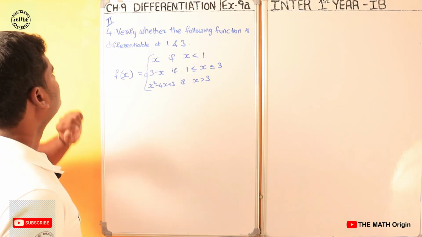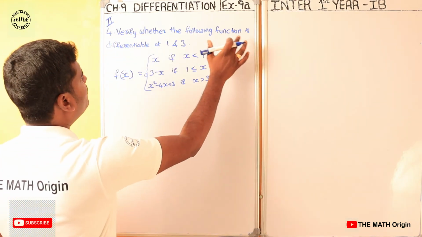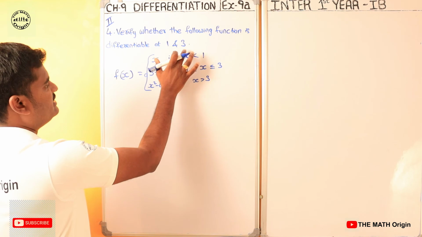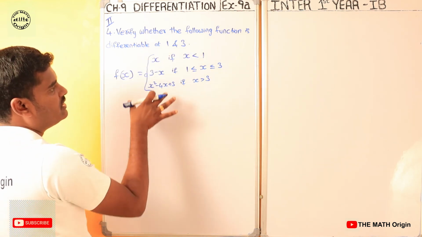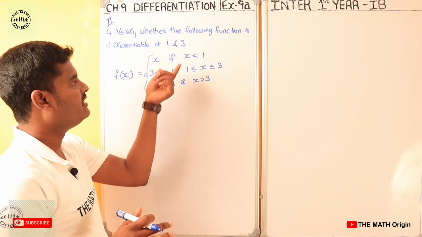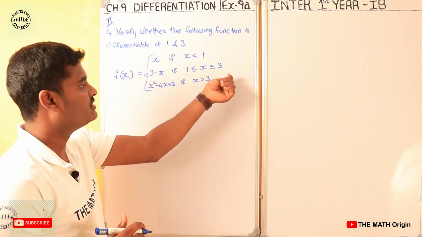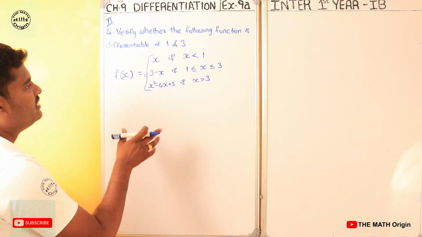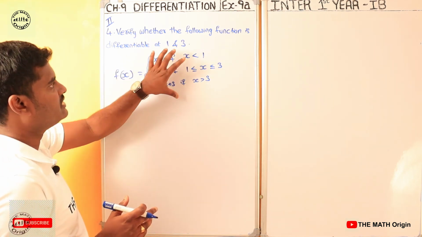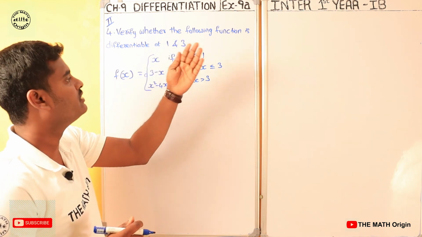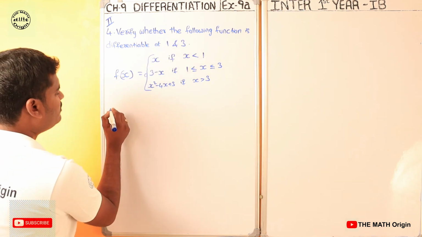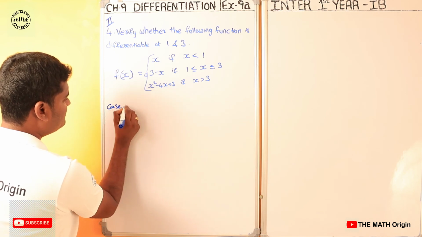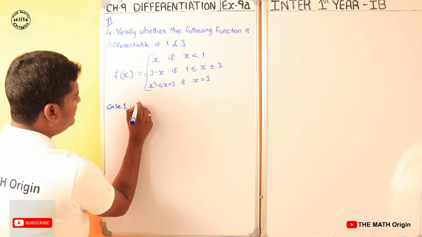Fourth question from the second section: verify whether the following function is differentiable at 1 and 3. Function f(x) equals, with the given conditions, x less than 1, 1 less than or equal to x less than or equal to 3, and x greater than 3. In this function, we need to find out whether it is differentiable at 1 and 3 or not. So first let's take case 1 as 1.